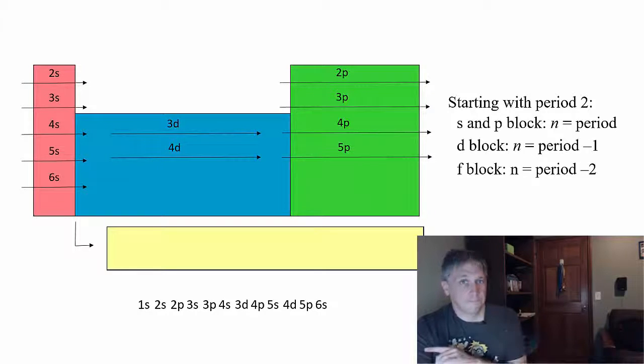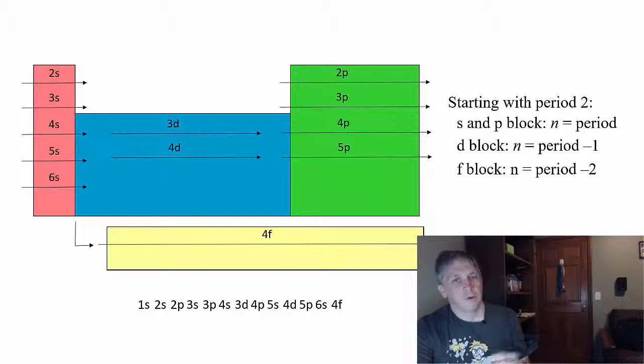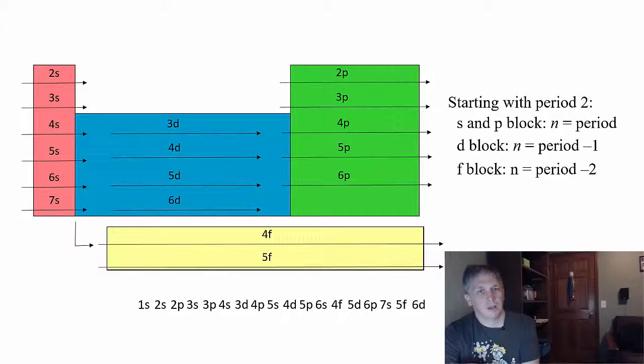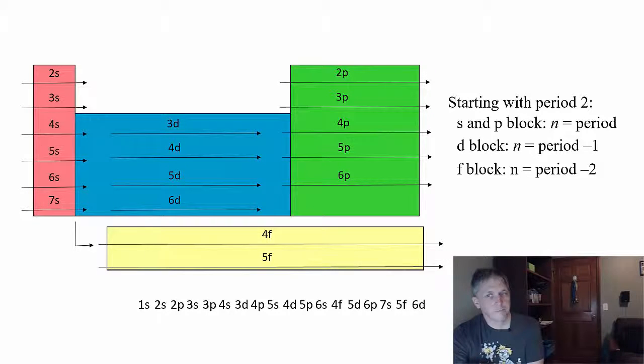So the lanthanide row, that's part of period 6. So 4f. Now you're going through the D block, 5d, and then back through the P block of period 6, 6p. Period 7, same thing. 7s, go through the F block, minus 2, 5f, back through the D block, minus 1, 6d, and then going through the P block, n equal period, 7p.